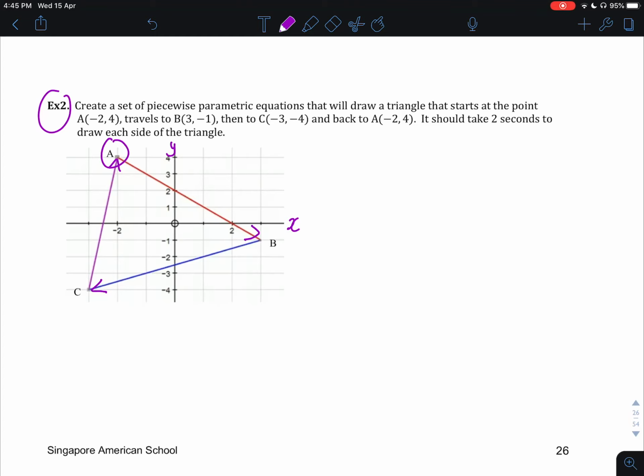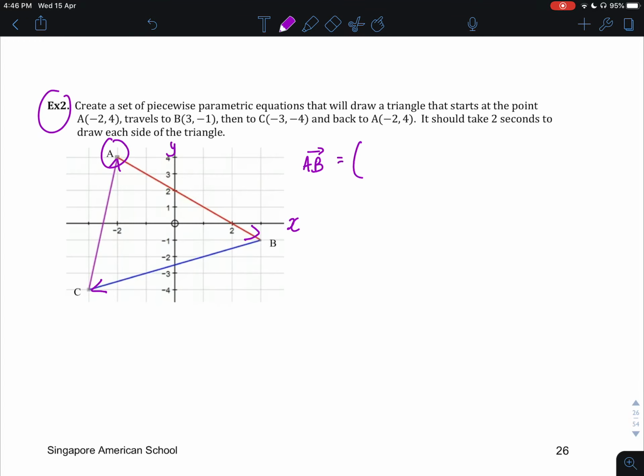First things first, we want to look at how we get from point A to B. We've got both magnitude and direction, so what we're talking about, of course, is a vector. I'm going to call it vector AB, and I'm using that to represent the equation for the drawing of side AB. So we've got vector AB over here.